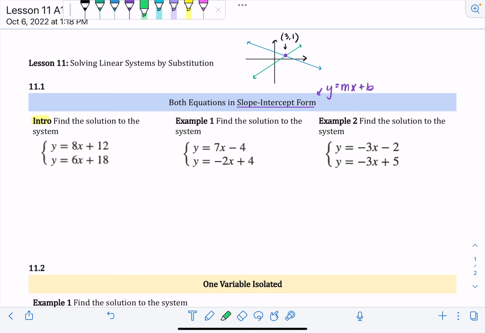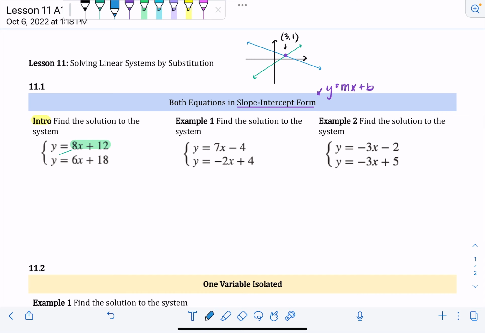Okay, so what we can do is, if I'm saying y is equal to 8x plus 12, I can take that 8x plus 12 and put it down into this equation where y is. Both y's need to have the same value because we're looking at where the equations intersect. So as long as we're saying they're both equal to y, I can take this 8x plus 12 that I'm saying is equal to y and put it into the second equation where y is.